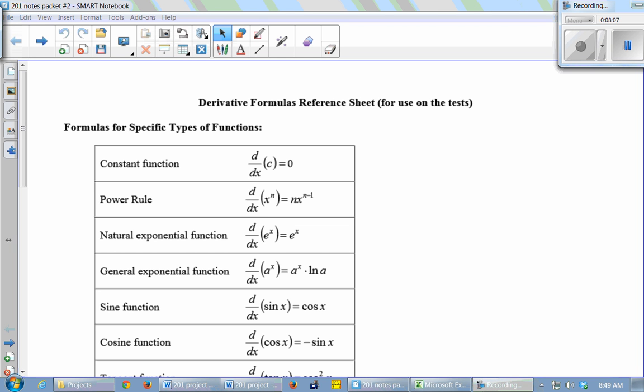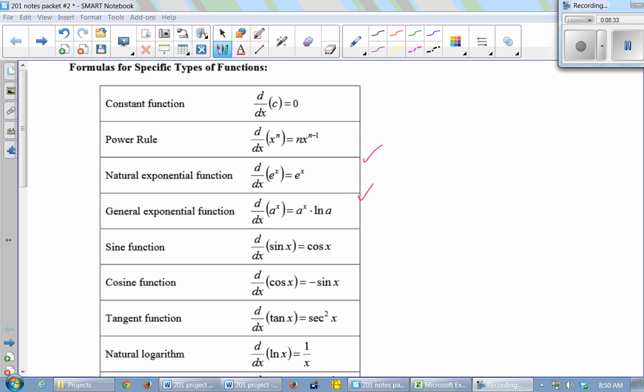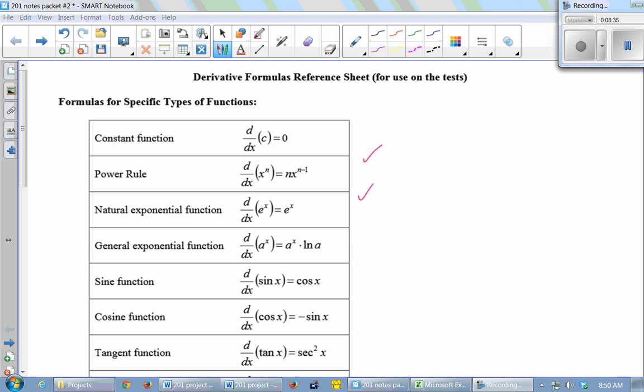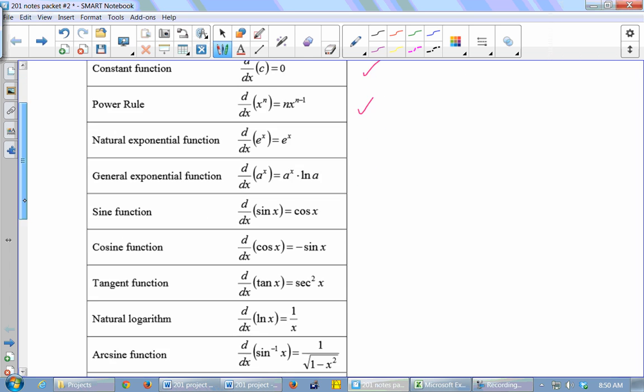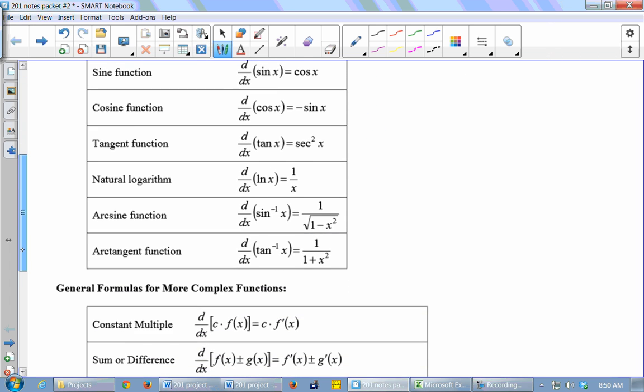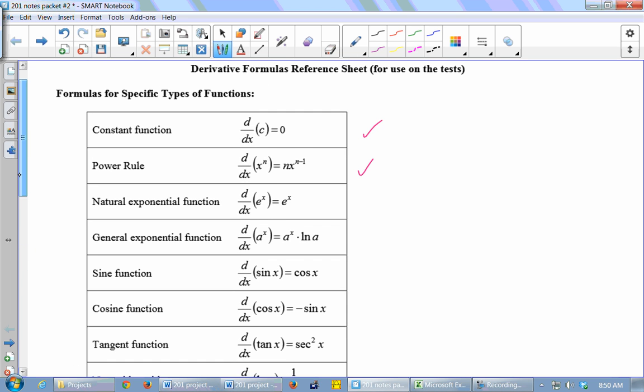Okay, so we've got a new packet today, jumping into the second third of the course. This first page is a reference sheet. You can bring it to the test, and you can use it on your take-home quiz. It just has formulas for different kinds of functions. We know the first two right now, and that's it. We're going to learn a whole bunch more before the next test, different kinds of functions we can take the derivative of.